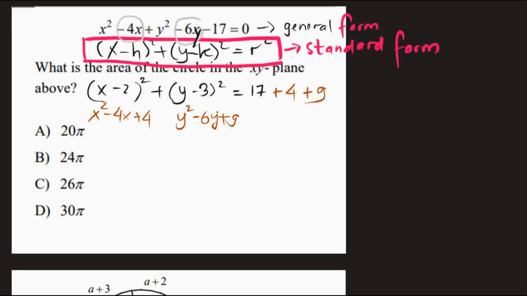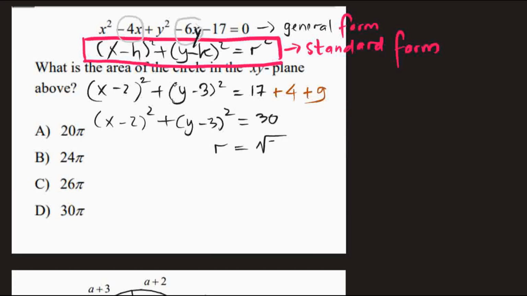So the reason we add 4 is because there is an additional 4 in here. This is the same: x squared minus 4x and plus 4 we add here, y squared minus 6y and plus 9 we add here. Now we have the equation like this: (x minus 2) squared plus (y minus 3) squared, the standard form of a circle, equals 17 plus 4 plus 9, which is 30. Now this is the radius squared, so the radius is equal to the square root of 30.